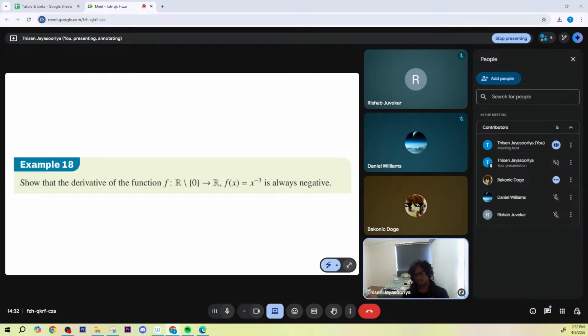Here it says show that the derivative of f of x equals x to the power of -3, for all real numbers, is always negative. So here, how can I show that the derivative is always negative? What's the derivative of this function? I'll ask Rashad. What's the derivative of this function?